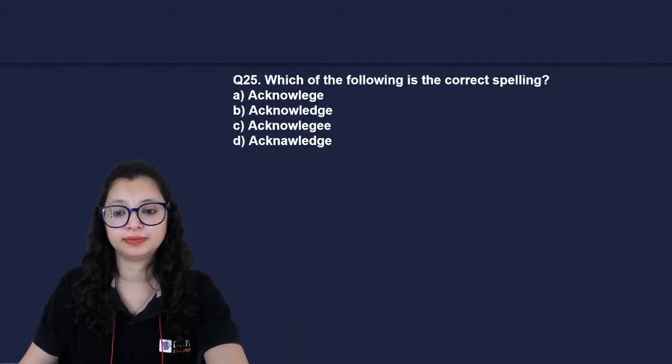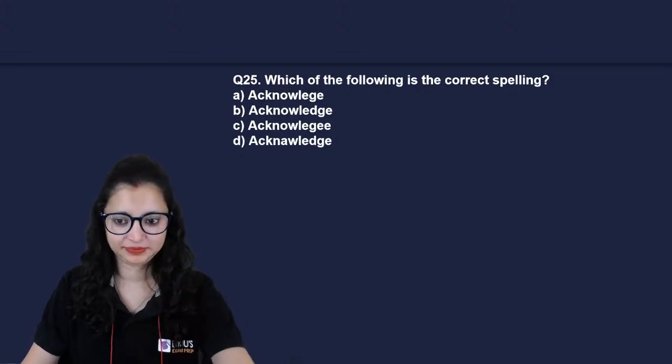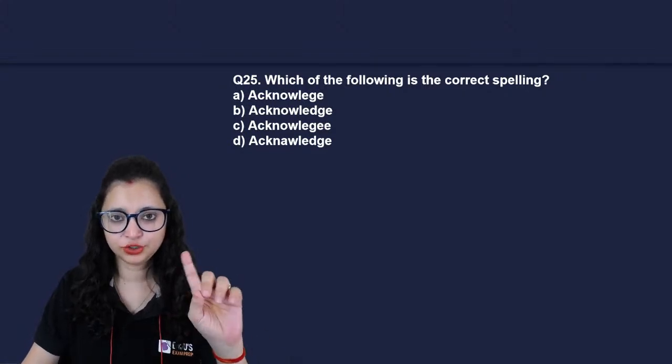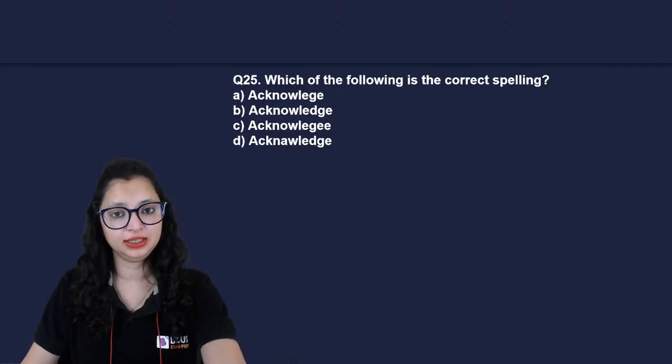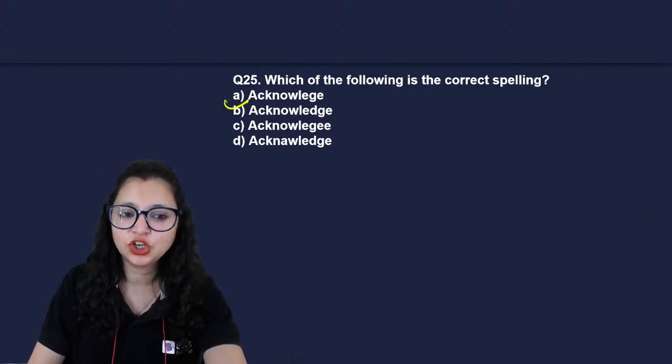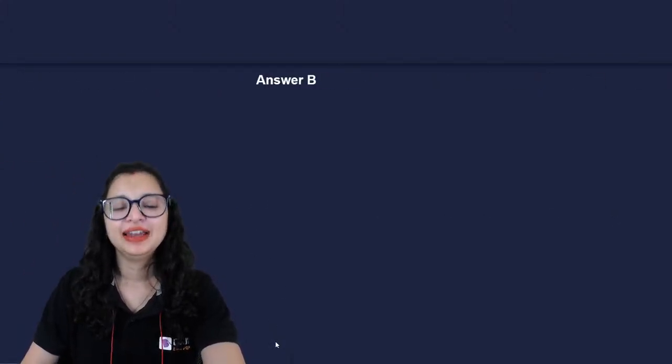Next question, everyone. Correct spelling of acknowledge. Correct spelling of acknowledge. Saisha, is the rule clear to you? After prepositions, always objective case. Okay? It is a B. Acknowledge. Correct spelling B. Next question.